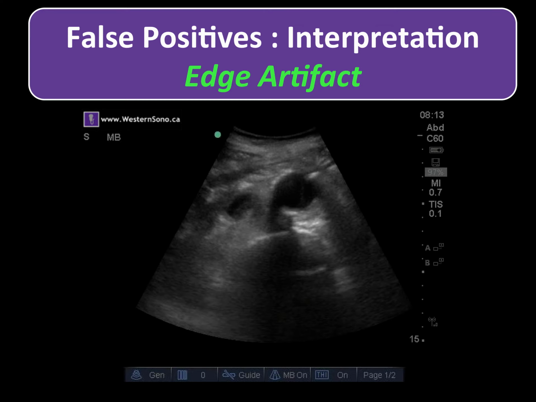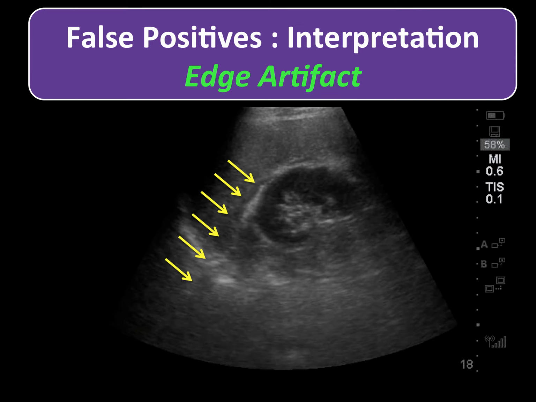Here's an example of edge artifact on an abdominal aorta study. Here is an example of edge artifact in the right upper quadrant. Sometimes the edge artifact can line up very closely with the interface, the very part where we are looking at, for an anechoic line. This can be very tricky to distinguish from free fluid.